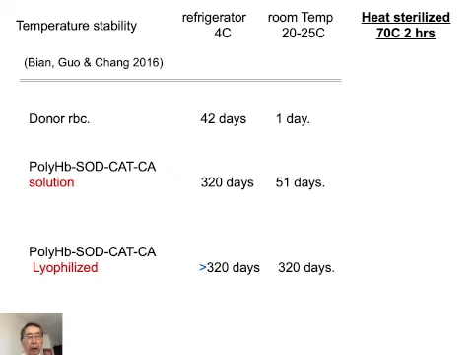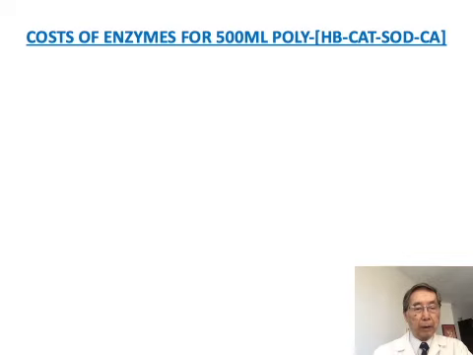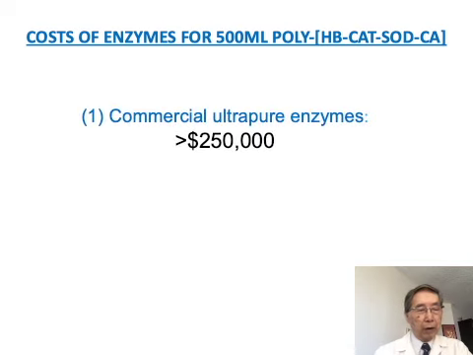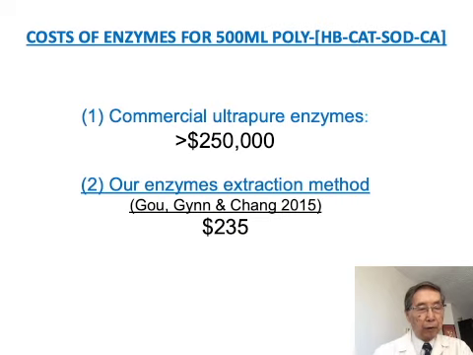Heat sterilization, 70 degrees for 2 hours. The liquid form cannot stand it, but the lyophilized form can withstand it. Cost of the enzyme is also important. For 500 cc of the nanobiotherapeutic, it costs impossibly $250,000 using commercial pure enzyme. But if you use our enzyme extraction method to extract the enzyme from red blood cell, it only costs a fraction of this.